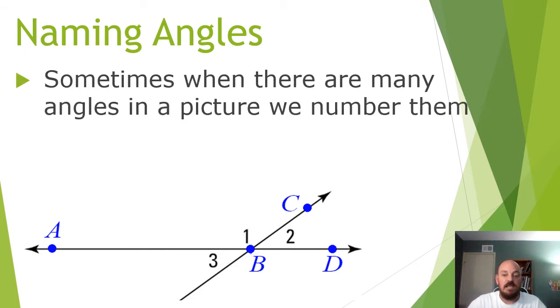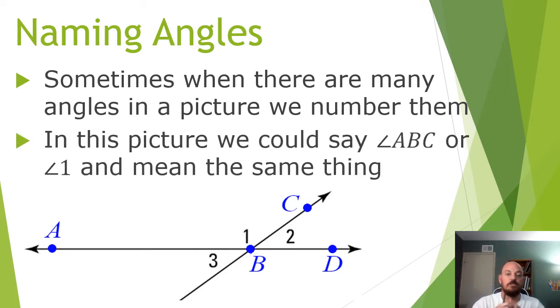Now, another way, sometimes in problems when there's a whole bunch of angles in the picture and it can be confusing, a book might number them, or we could number them. So in this picture here below, let's say I wanted to talk about, I'll highlight one of them in red here. Let's say I wanted to talk about this angle right here in red.